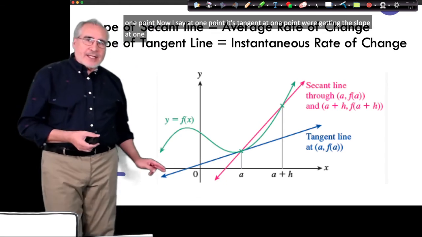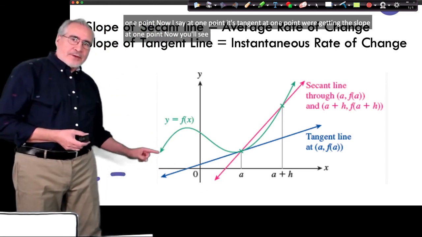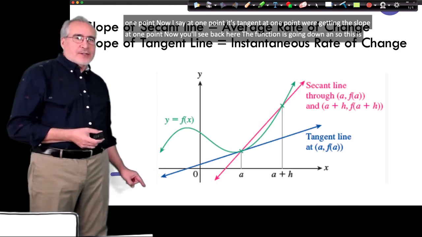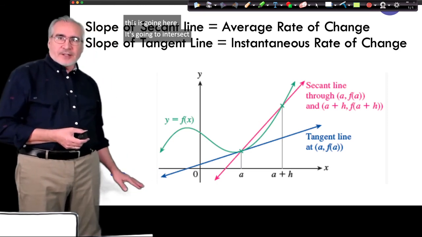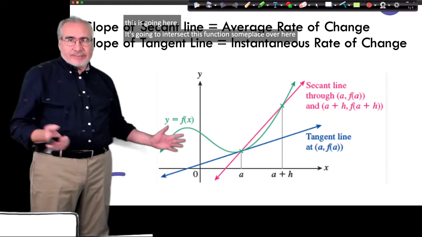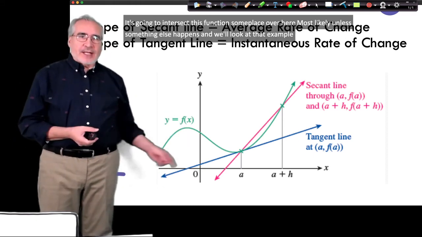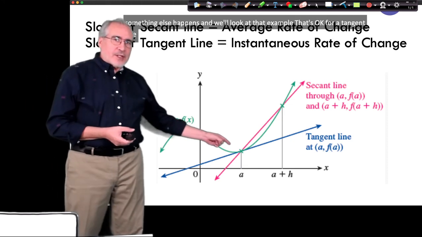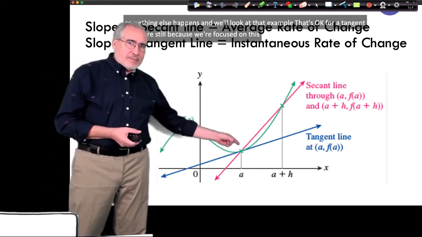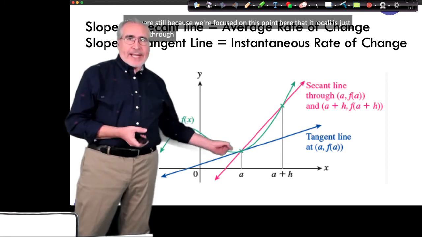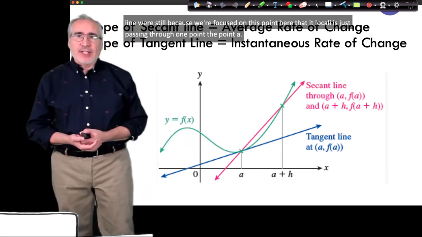Now you'll see back here, the function is going down. And so this is going here. It's going to intersect this function someplace over here, most likely, unless something else happens. And we'll look at that example. That's okay for a tangent line. We're still, because we're focused on this point here, that it locally is just passing through one point, the point A. That's a tangent line.